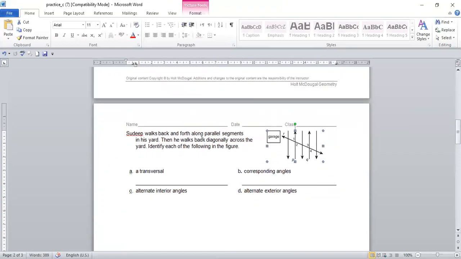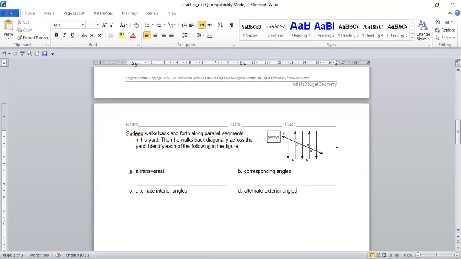Sudeep walks back and forth along parallel segments in his yard. So they have shown you the movement here. This is the picture. Then he walks back diagonally across the yard. Identify each of the following in the figure. So he's walking back and forth. You can see the movement up, down, up, down, and then diagonally he's walking across the yard.